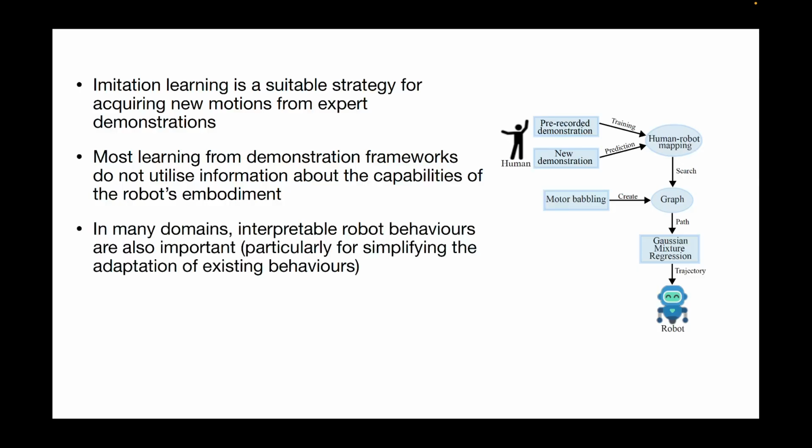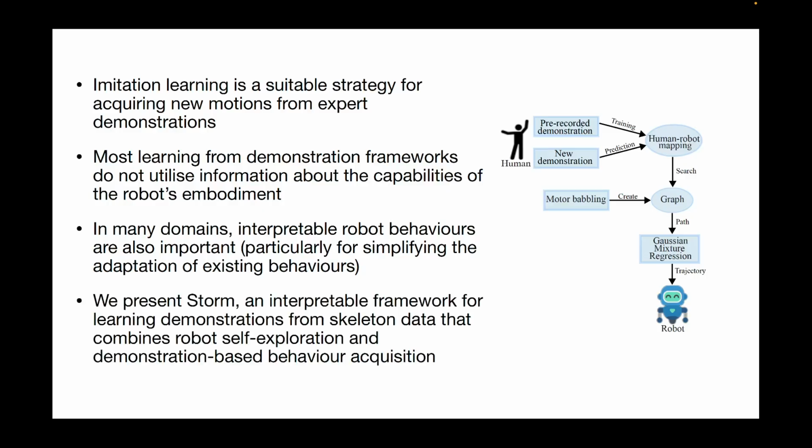Effective models for imitation learning can be learned using large scale models. These are, however, typically black box models, while many applications such as robot assisted therapy have interpretability requirements. Interpretability is particularly important so that behaviors can be modified more easily.